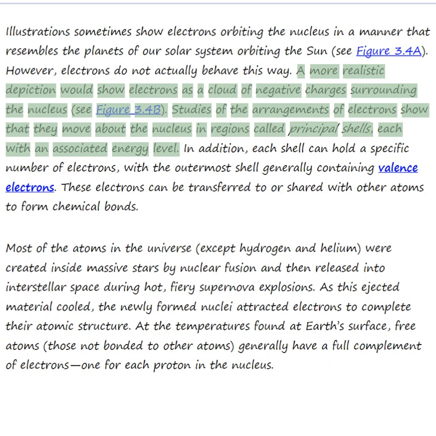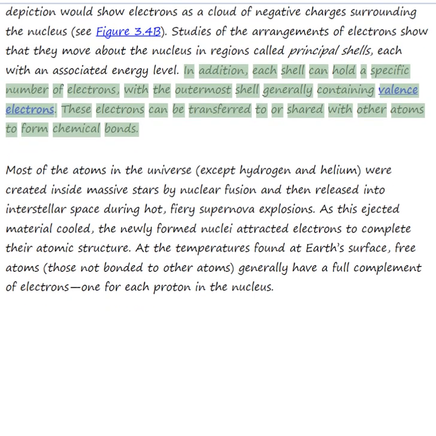Studies of the arrangements of electrons show that they move about the nucleus in regions called principal shells, each with an associated energy level. In addition, each shell can hold a specific number of electrons, with the outermost shell generally containing valence electrons. These electrons can be transferred to or shared with other atoms to form chemical bonds.